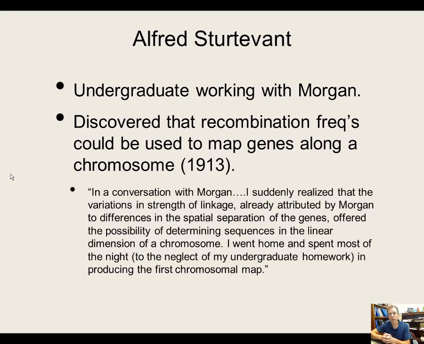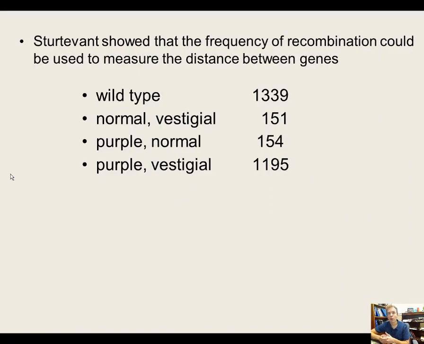Here's a quote from Sturtevant's book. "In a conversation with Morgan, I suddenly realized that the variations in strength of linkage, already attributed by Morgan to differences in the spatial separation of the genes, offered the possibility of determining sequences in the linear dimension of a chromosome. I went home and spent most of the night, to the neglect of my undergraduate homework, in producing the first chromosomal map." Amazing. Sturtevant showed that the frequency could be used to measure the distance between genes.